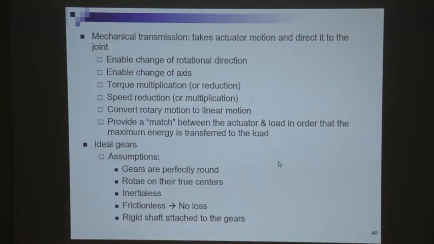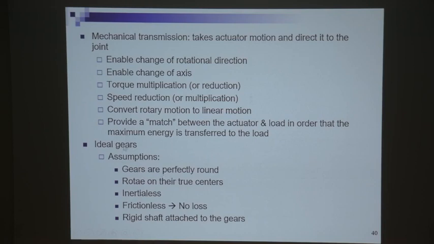The mechanical transmission will take the actuator motion and direct it to the joint. It allows the change of rotation direction, change of axis, torque multiplication or reduction. So this is important. It also provides speed reduction and converts rotary motion to linear motion. A lot of the time your motor is a DC motor, which tends to be a rotational device, and you have to translate that to linear motion. So you will require a mechanical transmission system. You also need to make sure you provide a match between the actuator and load, so that the maximum energy is transferred to the load.